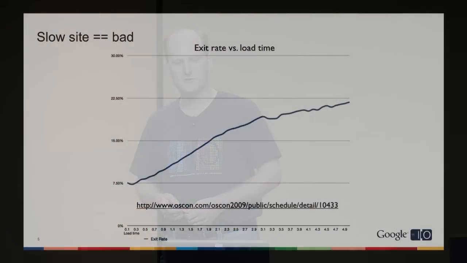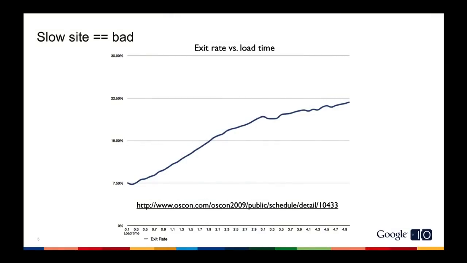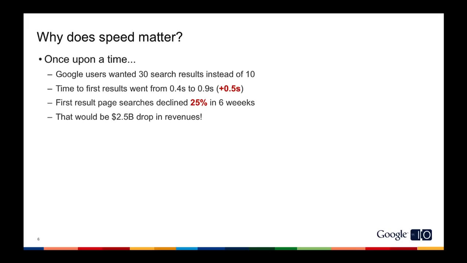So first of all, why does speed matter? This is an interesting graph from wikia.com. They measured the exit rate at their site versus the load time and showed that as the load time approached 5 seconds, they would lose up to 20% of their users. Now, Google did a test once upon a time of this same thing, and we had more dramatic numbers. People asked for 30 search results instead of 10, and that increased the load time half a second for the first page of search results.